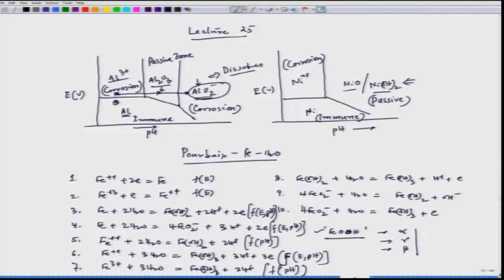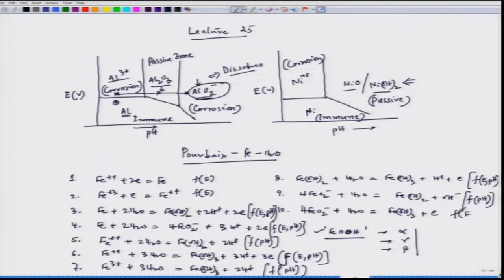If you follow the Pourbaix diagram for nickel, you can easily understand this is a function of E and pH. This is definitely a function of pH.